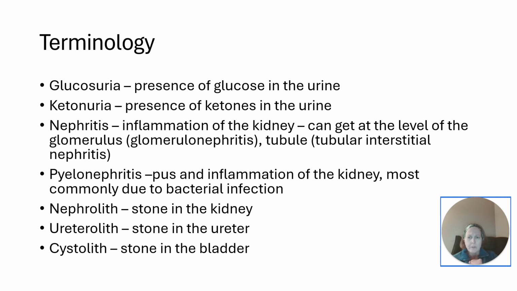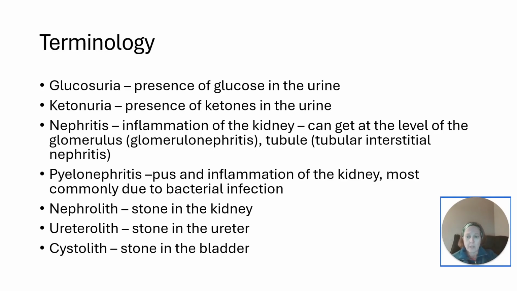Nephritis is actual inflammation and or infection of the kidney. If it happens at the level of the glomerulus, because I know you all know your nephron drawing, it is called glomerulonephritis. If it happens at the level of the tubule, it is called tubulointerstitial nephritis. Pyelonephritis is actual pus and inflammation at the level of the kidney. It is most commonly seen due to bacterial infection.